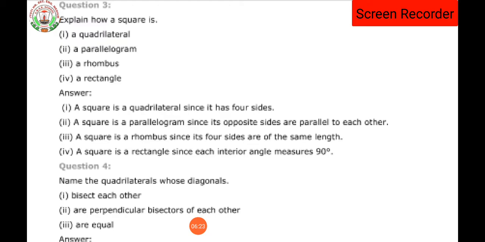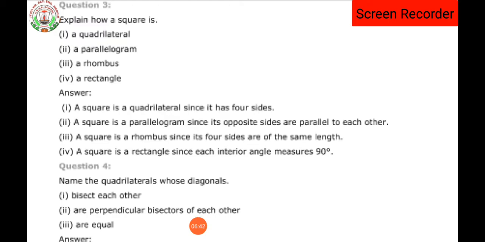In the same way, a 4-sided polygon is known as a square. That's why a square is a quadrilateral. Why is it a quadrilateral? Because it has 4 sides. That's why. Now, is a square a parallelogram?